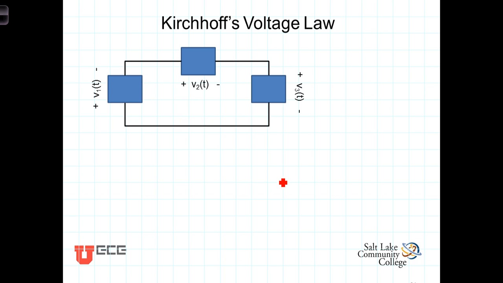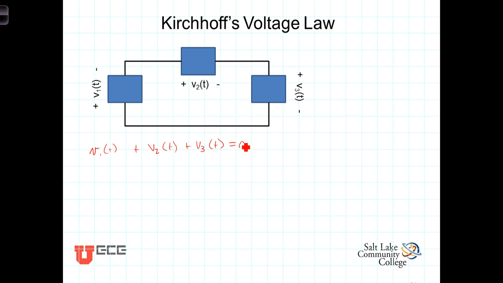We have here a circuit defined involving three different devices with a voltage reference plus to minus V1 of t, plus to minus V2 of t, and plus to minus V3 of t. We know from Kirchhoff's voltage law that the sum of the voltage drops around that loop must equal 0, or V1 of t plus V2 of t plus V3 of t must all add to be 0.